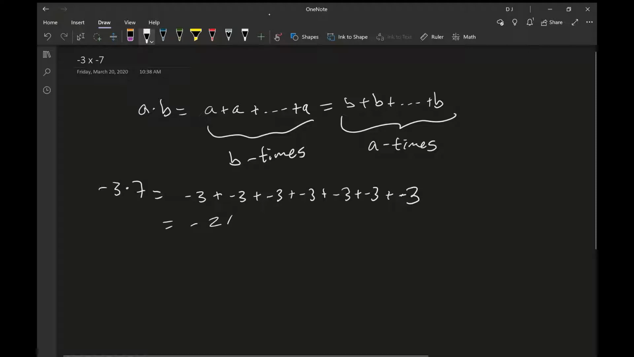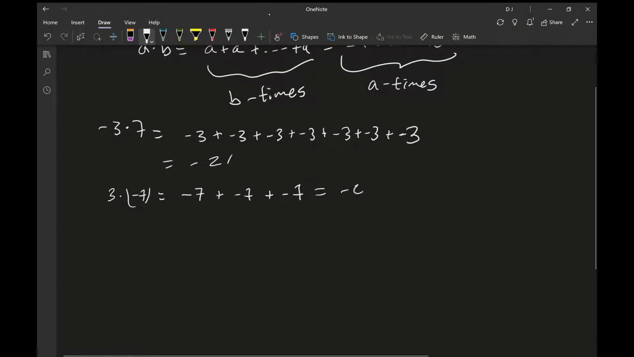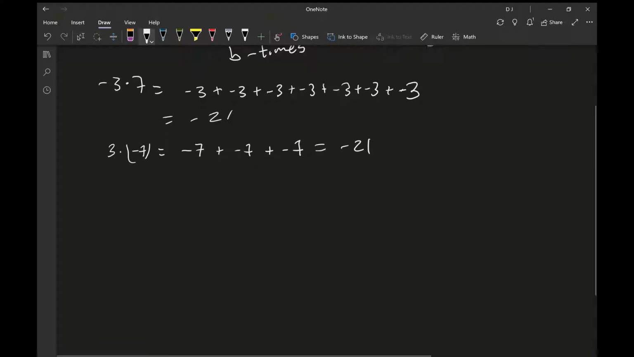Or we could think of it as 3 times -7. And that one's going to be -7 plus -7 plus -7. And that's also -21. So what happens when we have two negatives? Why does that end up being a positive?